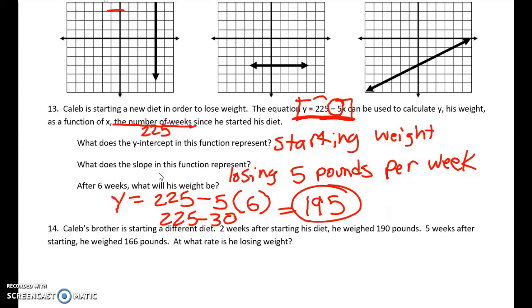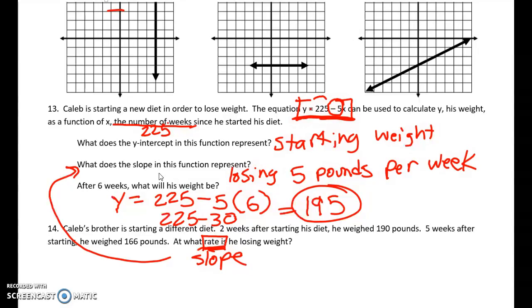Good for you, Caleb. Caleb's brother is starting a different diet. 2 weeks after starting his diet, he weighed 190 pounds. 5 weeks after starting, he weighed 166 pounds. At what rate is he losing weight? Rate is another name for slope, so I'm finding the slope of this situation. Referring back to up here, rate is how much he's losing per week, so I need to figure out the pounds per week.